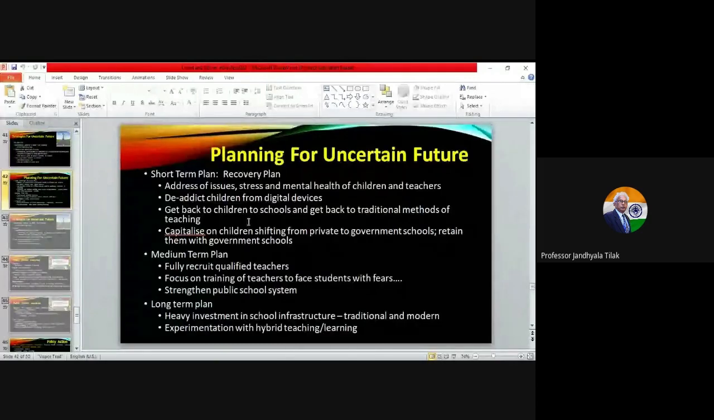So what we need in the short term is a recovery plan to address the issues of stress and mental health of the children, and the lack of interest among the teachers and the students. Second, I think it is also important that we develop specific methods of de-addicting the children from digital devices.